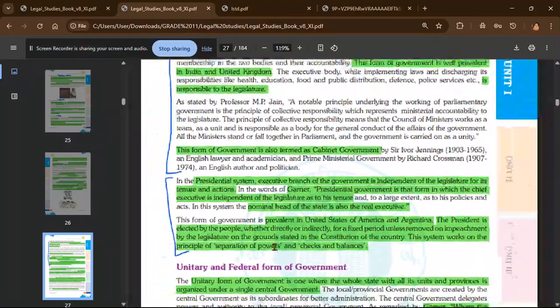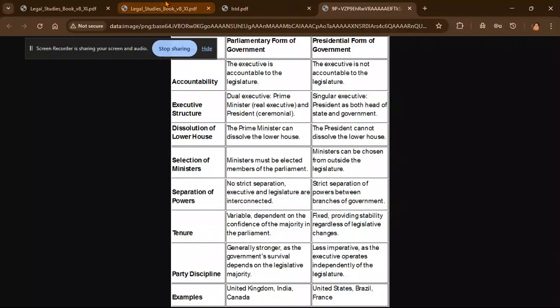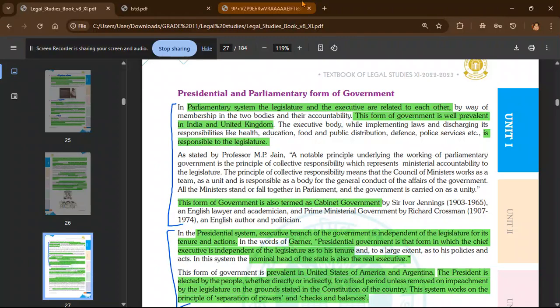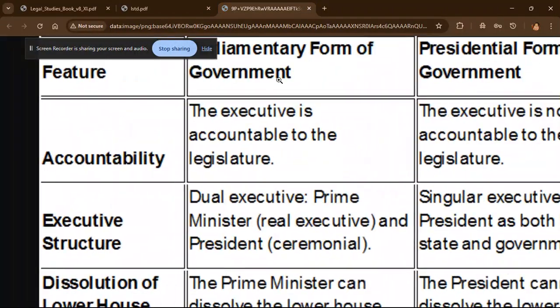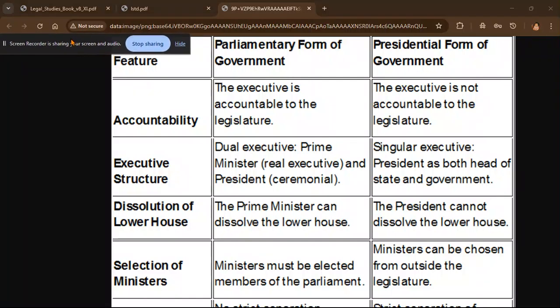So for this, I have made a difference table for you over here. So as you can see here, parliamentary form of government. Accountability: the executive is accountable to the legislature. Okay, for parliamentary, the executive is accountable to the legislature. Here, the executive is not accountable. Here you have a dual executive, prime minister and president. Here you have the president as head of state and government. The prime minister can dissolve the lower house, the president cannot dissolve the lower house.